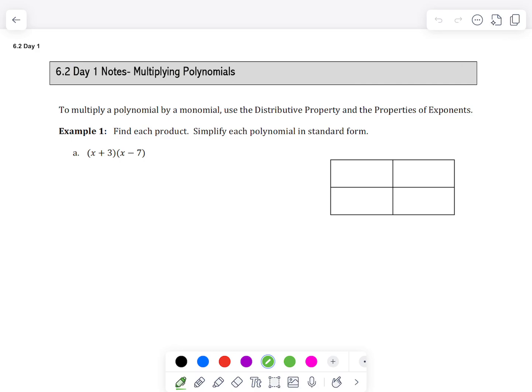All right, here's a lesson on multiplying polynomials. To multiply a polynomial by a monomial, you just use the distributive property. So that would be something like 3x times x minus 2. You would just distribute 3x times x, giving you 3x squared, and then 3x times negative 2 would be negative 6x.